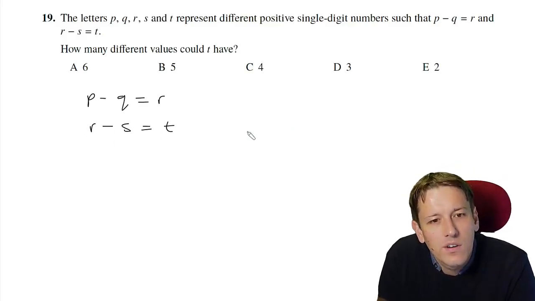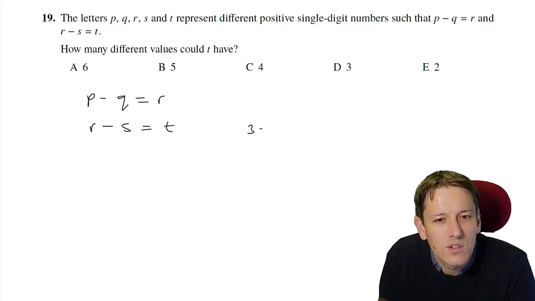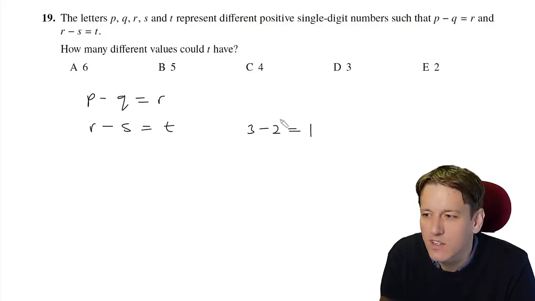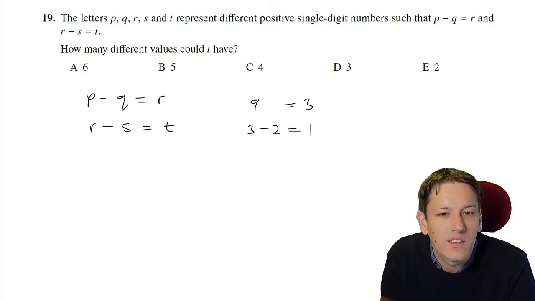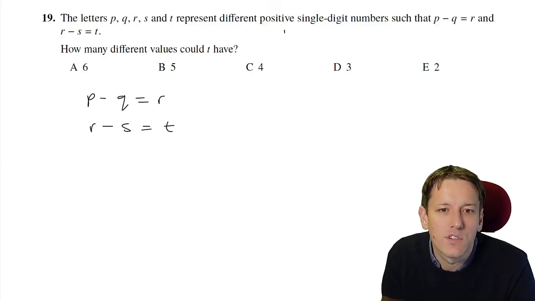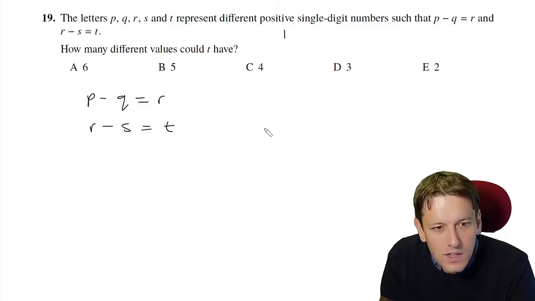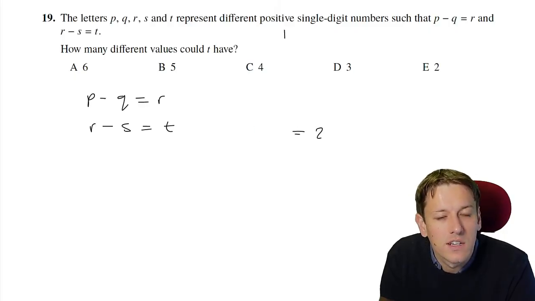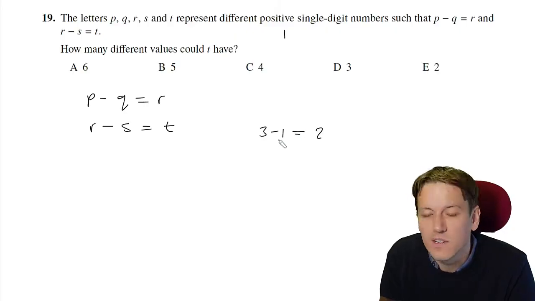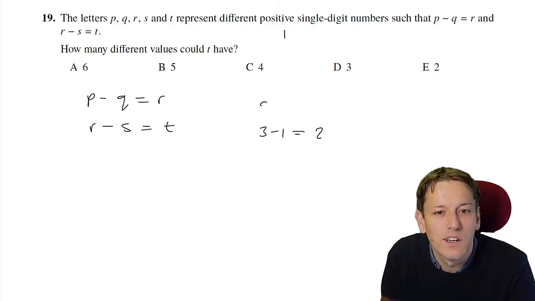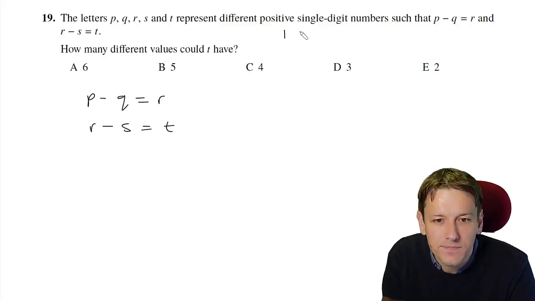If T is 1, I can just start trying to find things that work. So 3 minus 2 is 1, and then R would be 3, so I could do something like 9 minus 6, nice and easy. So let's write the ones that have worked up here. So 1 works. For 2, I could now try and do 3 minus 1 is 2. Actually, this is the same as I've just done before in the last one. I could also have 9 minus 6 is 3 here, so 2 works.